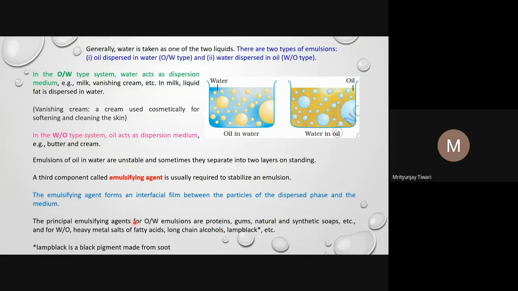The principal emulsifying agents of oil dispersed in water emulsions are proteins, and in the case of milk, as I have said, casein protein, gums, natural and synthetic soaps, etc. And for water dispersed in oil, the emulsifying agents are heavy metal salts of fatty acids, long chain alcohols, lamp black, etc. Lamp black is a black pigment made from soot. So lamp black, long chain alcohols and heavy metal salts of fatty acids are emulsifying agents for the WO type system, that is, water dispersed in oil.